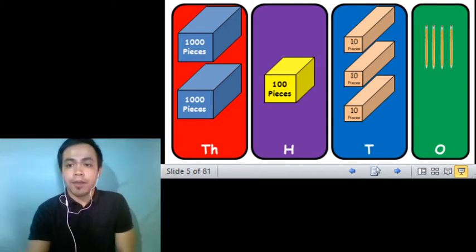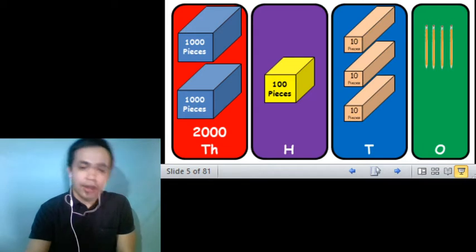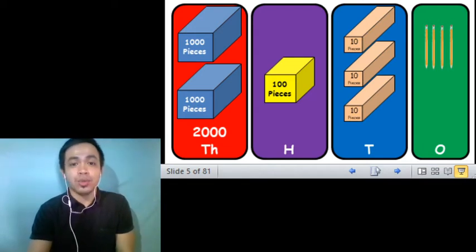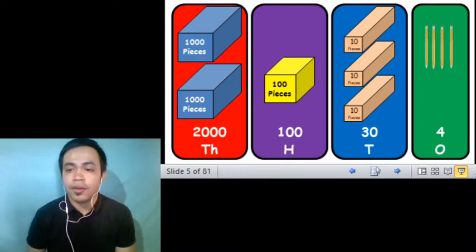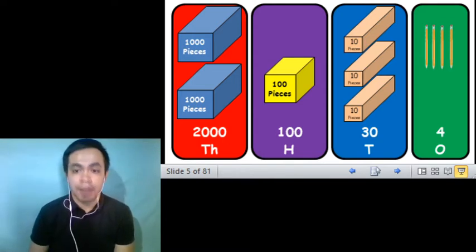For example, in the thousands place, we have two, so that becomes 2,000. For the hundreds place, we have only one 100. Then for tens, we have three. That's why it became 30. Then four for the ones place. Okay.